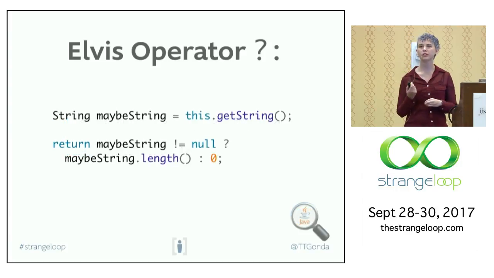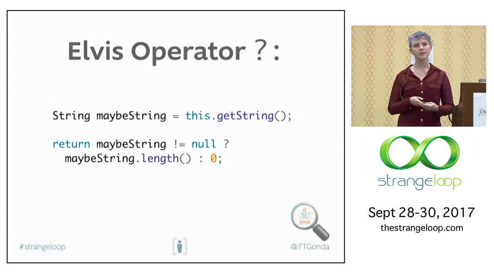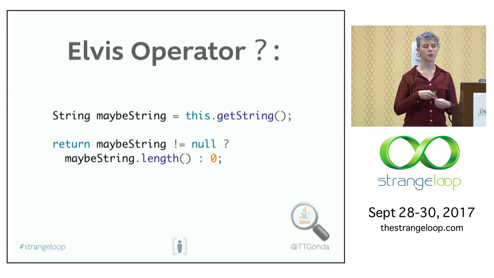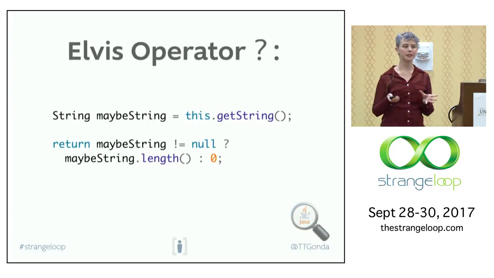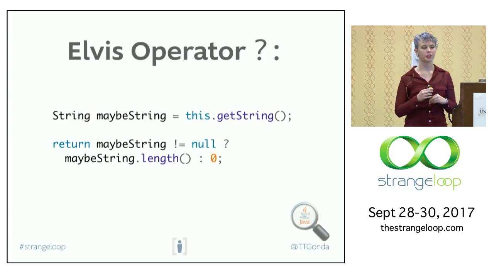And it produces the ternary we might expect. If it's not null, return the length, and 0 otherwise. Null safety and data classes are two of the biggest wins for me when it comes to Kotlin. But there's lots of other things that I like too. I mentioned delegation earlier, so let's take a look at that next.